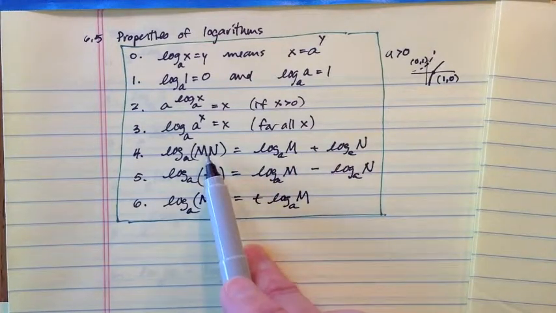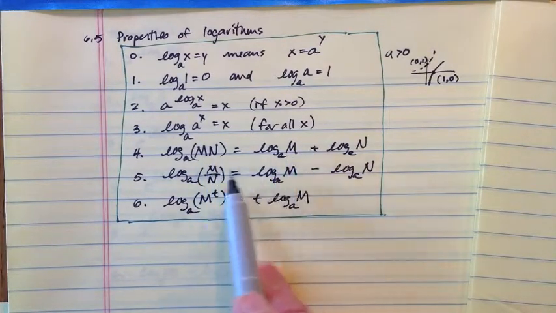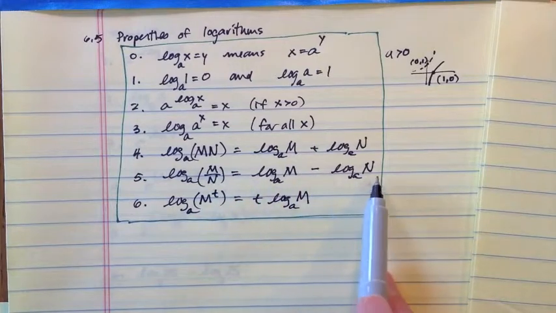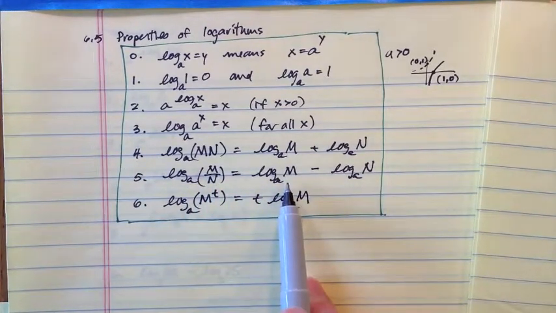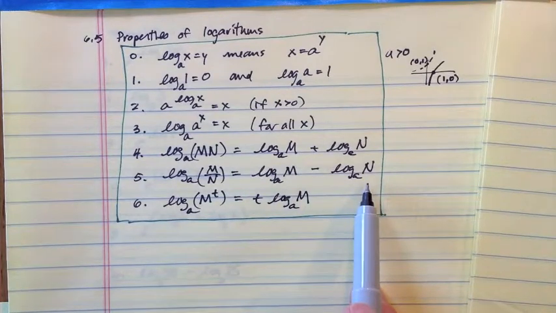So I bet you can guess if the log of a product is the sum of the logs, then the log of a quotient must be the difference of the logs. The log of m over n equals the log of m minus the log of n.